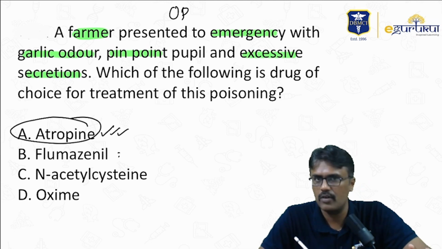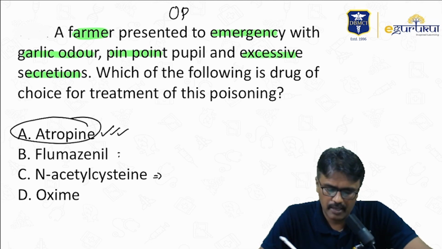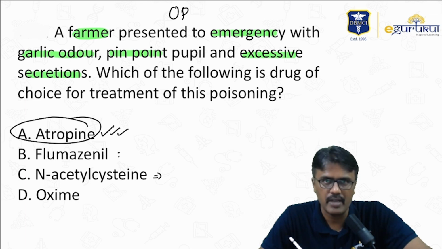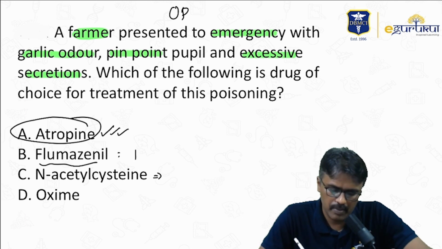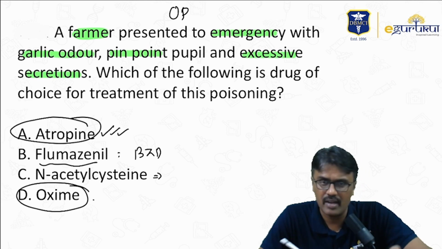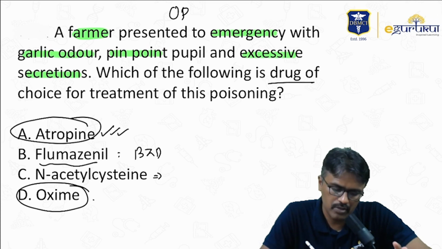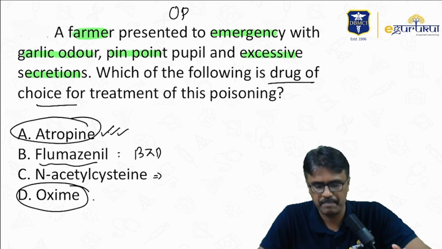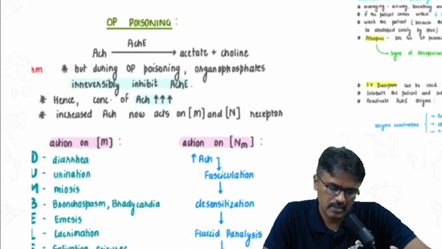Flumazenil is an antidote for benzodiazepine poisoning. N-acetylcysteine is for paracetamol poisoning. Oximes are not an antidote, but they are used in OP poisoning. But they are asking you the drug of choice, and the drug of choice is atropine. So the same thing was discussed in the class.